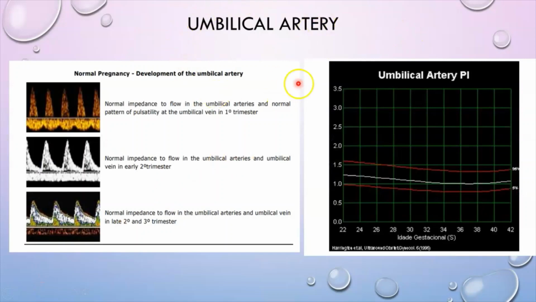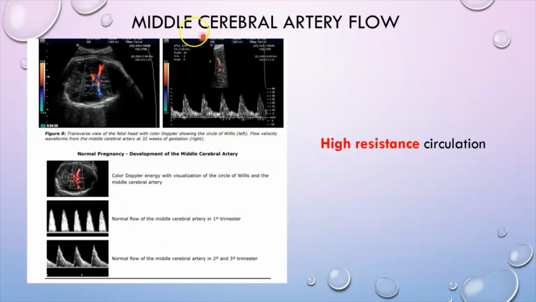Now, second is the umbilical artery. Similarly, in the umbilical artery development in the normal pregnancy, you can see that the diastolic flow is consequently increasing in the early second trimester, then further increasing in the late second and third trimester, and PI, that is resistance, subsequently decreases. Now, third is the middle cerebral artery flow. The middle cerebral artery flow is normally a high resistance circulation. As you can see in this picture, as we go from first to second and third trimester, there is very little increase in the diastolic flow as it is a very high resistance circulation.